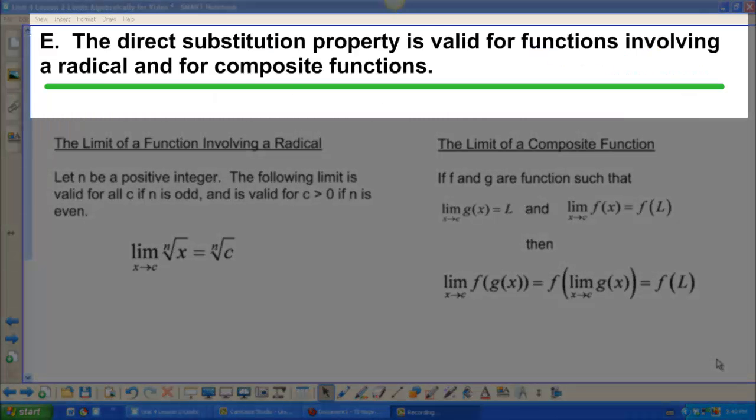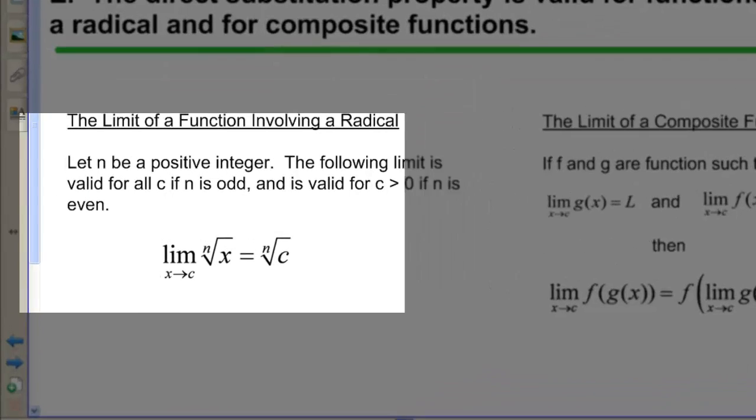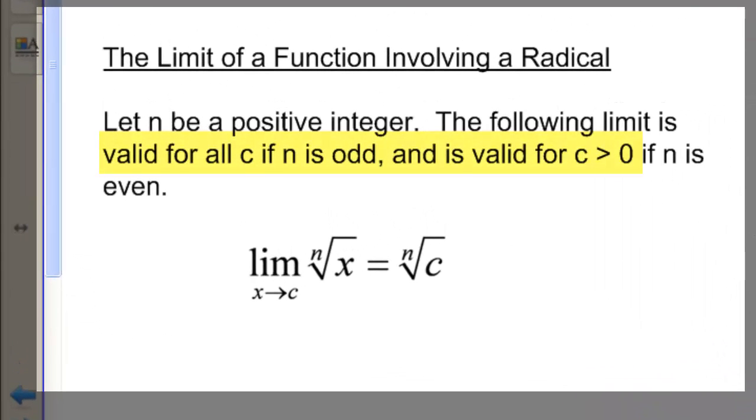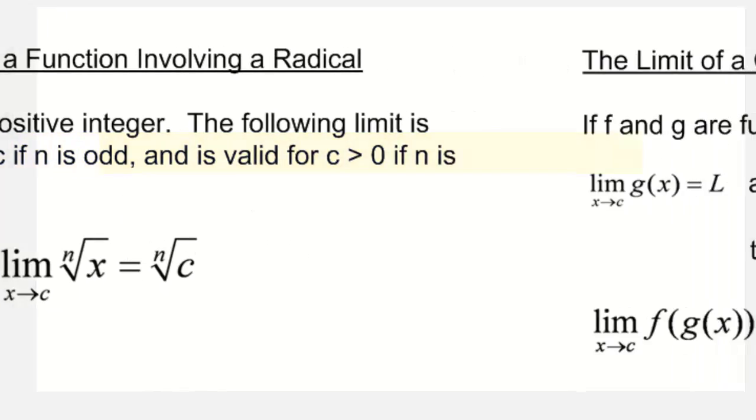The direct substitution property is also valid for functions involving a radical and for composite functions. You just need to be careful when you have functions involving a radical that the number you're inputting is within the domain of the radical function. So when you see that the following limit is valid for all c if n is odd, you can put in any number and take a cube root or a 5th root or a 7th root or a 9th root of any number because the domain is all real numbers. But it's only valid when c is greater than 0 if you have an even index, because we can only take the square root, the 4th root, the 6th root of either a 0 or a positive number.